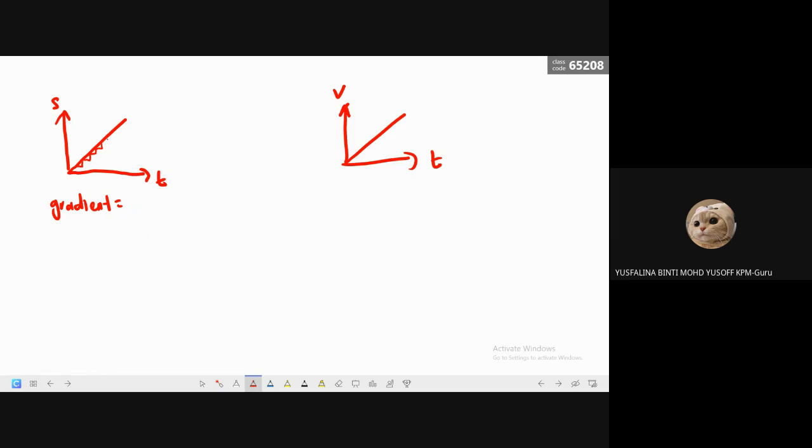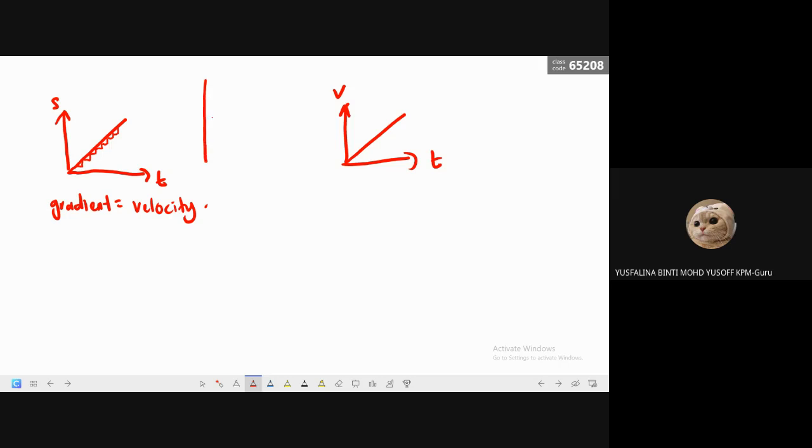So let's say this is the triangle. What can you say about the triangle? The triangle represents the gradient. Now the triangles are all the same size, so the gradient is the same. When the gradient is the same, for displacement against time, the gradient represents velocity, so the velocity is also the same. We say it is constant velocity or uniform velocity.